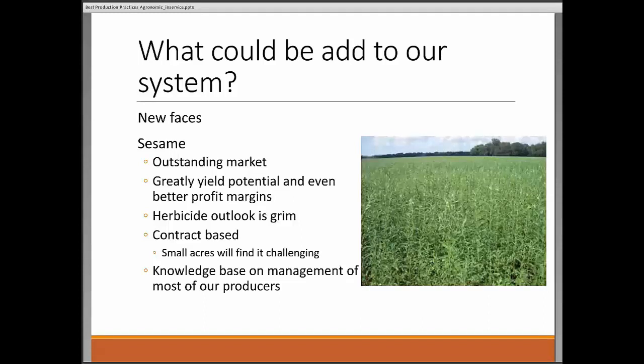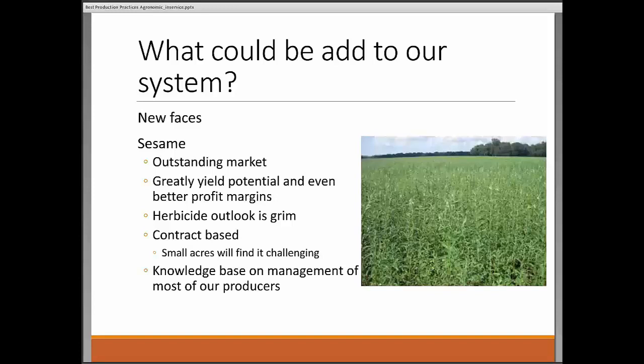There's great yield potential. We see break-even points at about 500 pounds of seed per acre, and most growers can adequately grow anywhere from 1,000 to 1,500 pounds, given the right soil and the right conditions. But 500 pounds as a break-even point for our sesame crop is one that is more easily obtained than not. However, when you look at the disadvantages, the herbicide outlook is very grim.